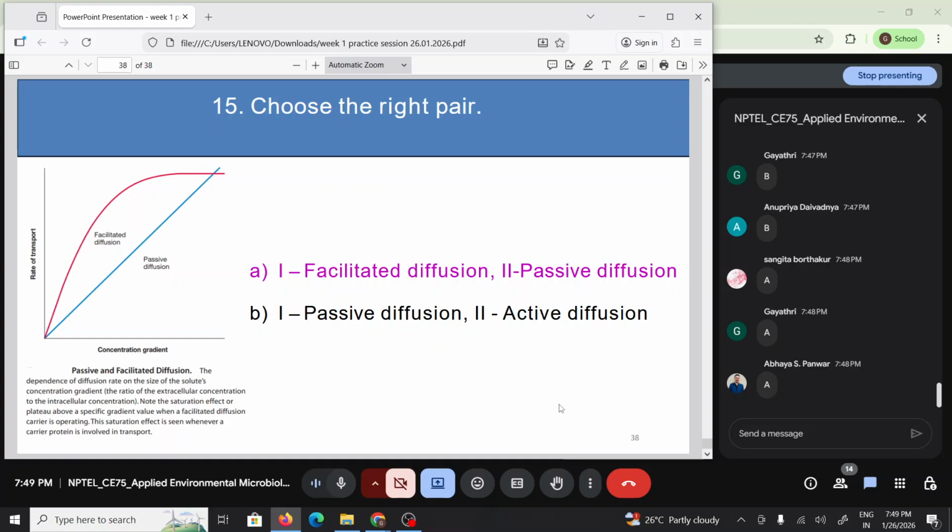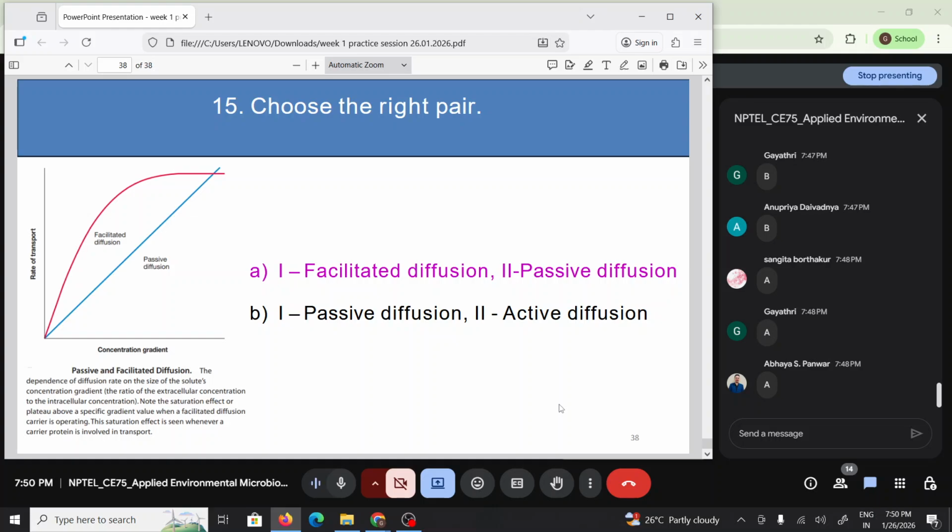Okay, so yes, the answer is A. You can see the explanation here as well. So we have passive diffusion and facilitated diffusion. In case of passive diffusion, the movement is through the concentration gradient, and it's directly proportional to the concentration gradient, and you can just see a linear line that explains that the movement is linear.